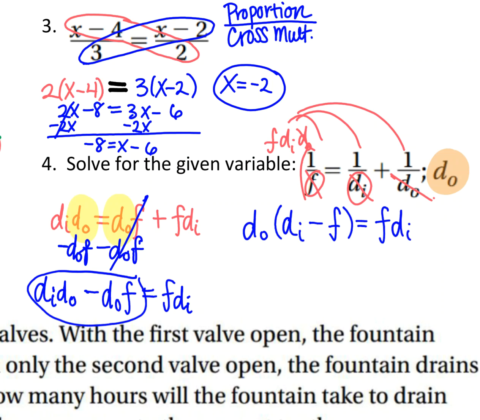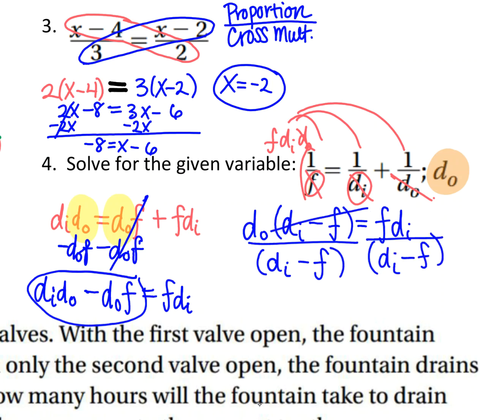Okay, and the last thing I got to do is I got to just divide both sides by this di minus f thing. So this goes away, and here's our answer. d0 equals f di over di minus f.